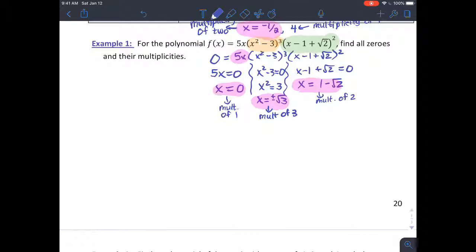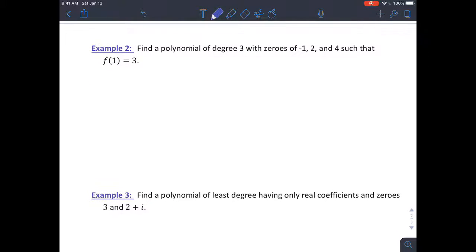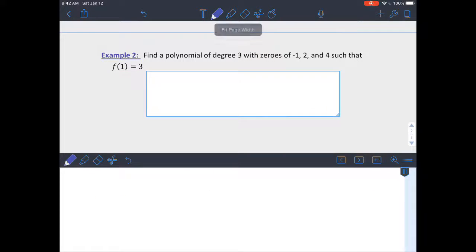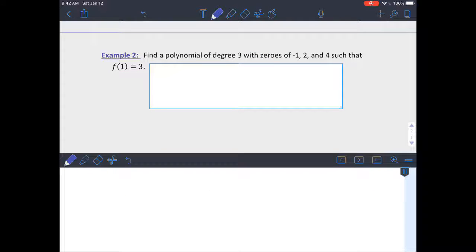Okay, we're going to turn it around and we're going to write a polynomial that meets some requirements and has some certain zeros. It's supposed to have a degree of 3 with zeros of negative 1, 2, and 4. And when we plug in 1, we're supposed to get 3 as our output. Let's start with the zeros part.